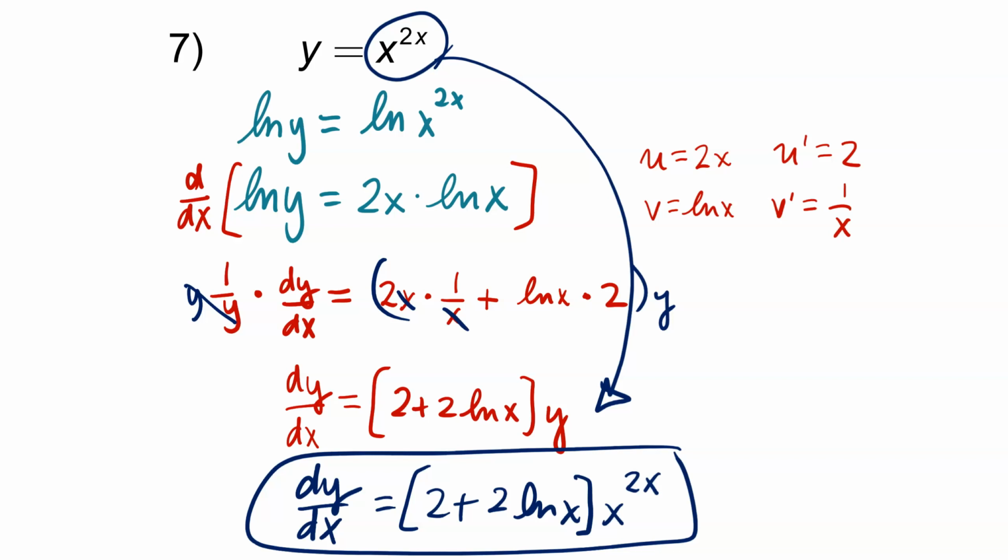ln of x is not the same thing as 1 over x. The derivative, the slope of the equation ln of x, is 1 over x. Okay, other questions about this one? I think it makes more sense.